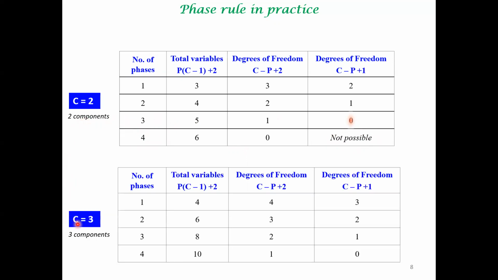For example, if you have a 3-component system, you may have even 4 phases in equilibrium with each other, because degrees of freedom can be 0 for a 3-component ternary mixture with 4 phases in equilibrium with each other. Okay, so all right.